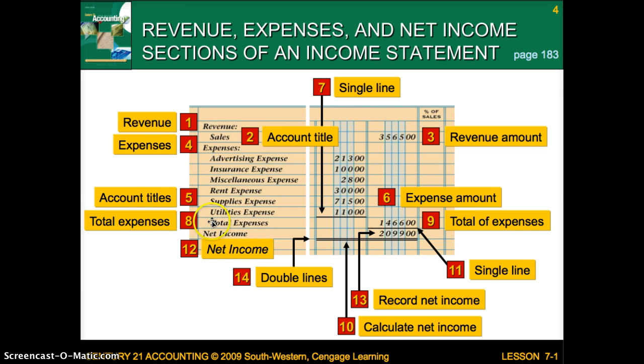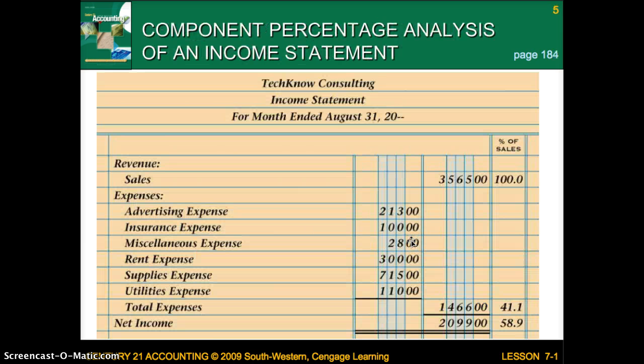Then we'll do our total expenses. That will stay the same as your account titles. Okay, you'll move over a line. These are adding columns now, so move over a line to do your total of $14.66 even. Then you'll calculate your net income. Okay, so you write net income, record your net income of $20.99 even. Okay, and draw your double lines. Again, that will be given for you.